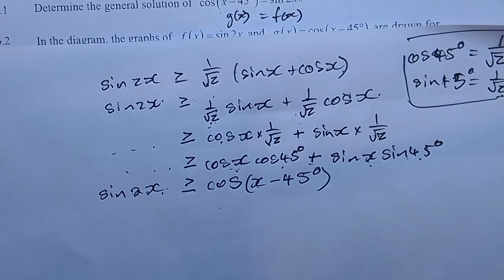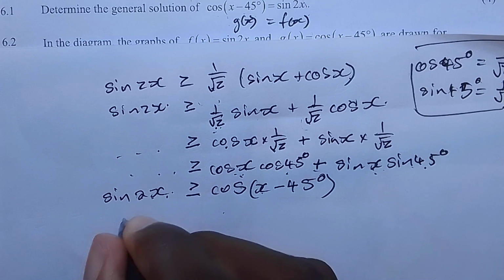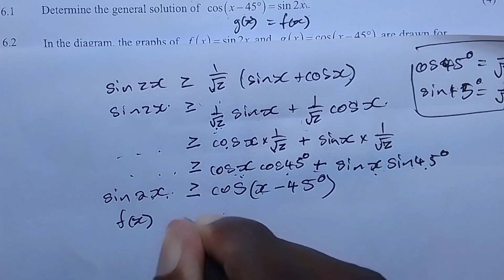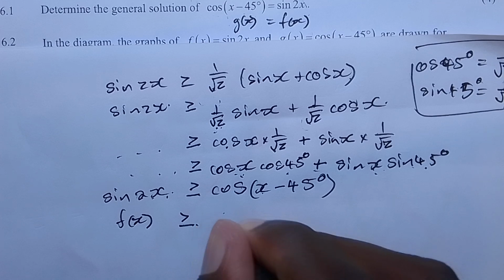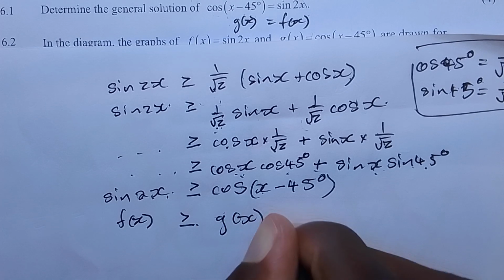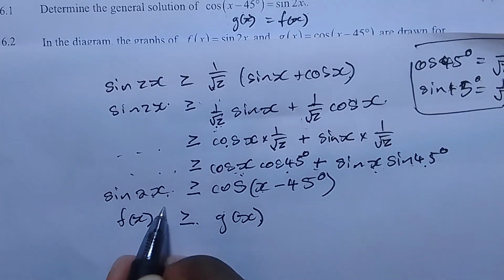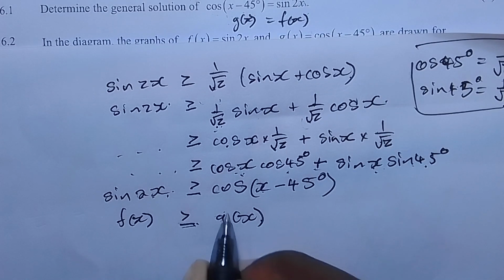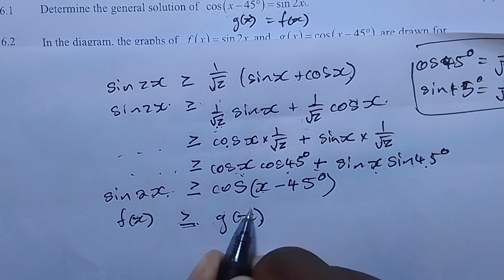compared to sine 2x. Right, so now sine 2x you know to be f of x, and cos(x minus 45) you know to be g of x. So you look at where f of x is greater than or equal to g of x. What does that mean?